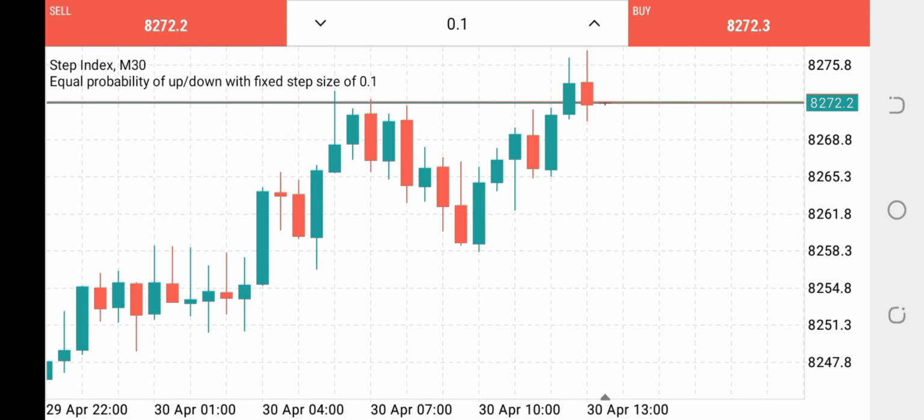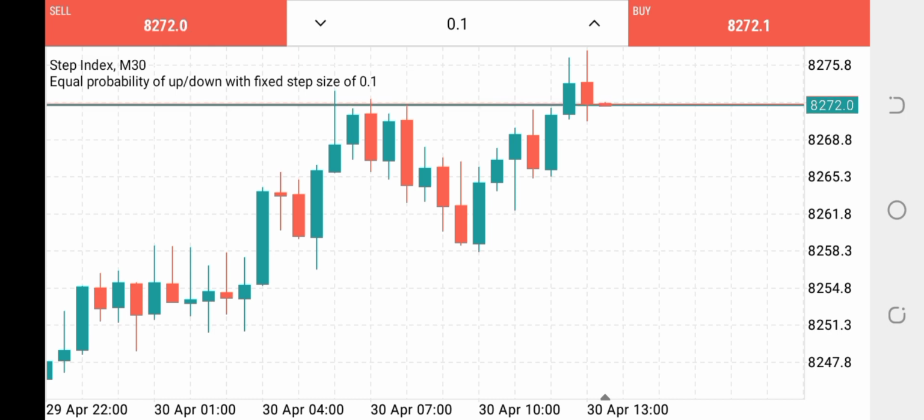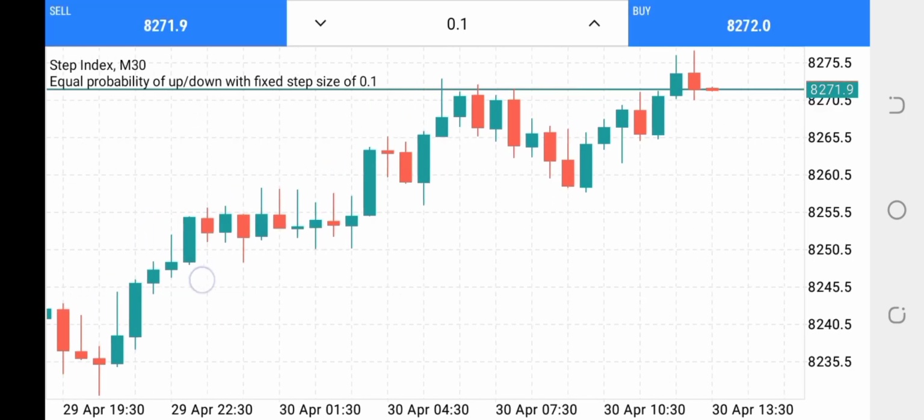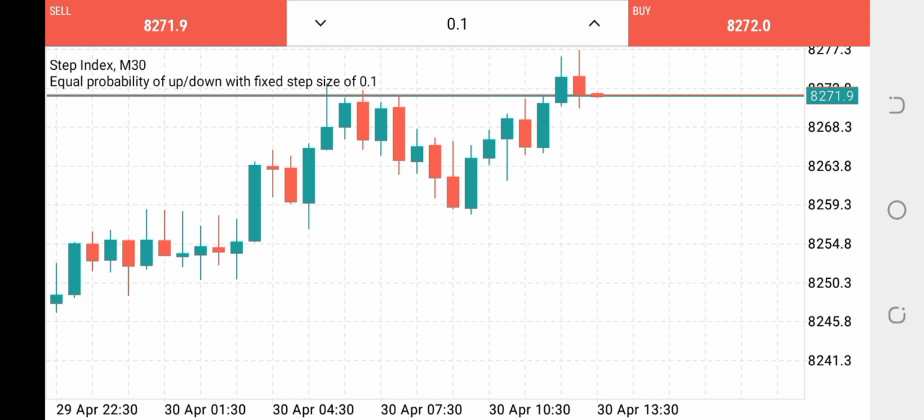So you don't have to worry about the name. They are all currencies with only minor differences. Like in this case, step index has an equal probability of up or down with a fixed step size of 0.1. Okay, so I'm just going to show you how you can interpret the chart.